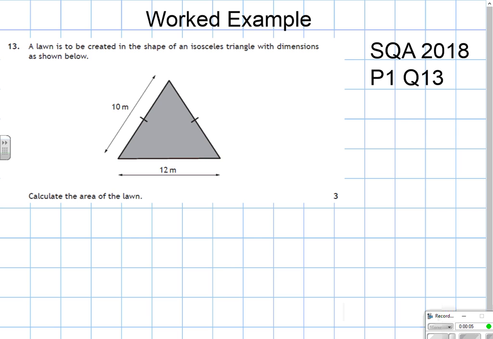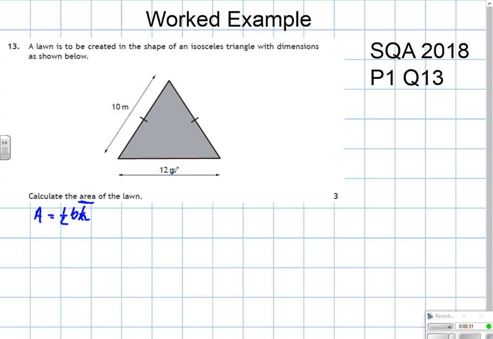In this question from the SQA, we're asked to find the area of this triangle. So the first thing I'm looking at is this word here, the area, and to think about how I find the area of a triangle. Find the area of a triangle by using A is equal to a half base times height. Okay. So what information do I need?